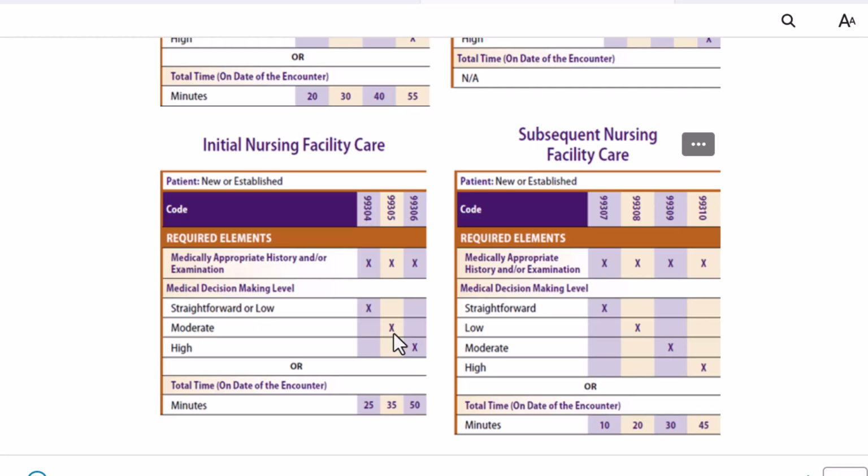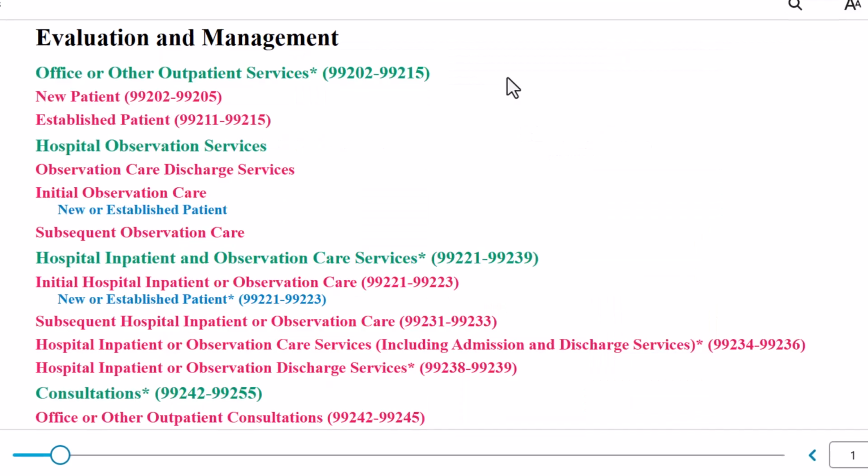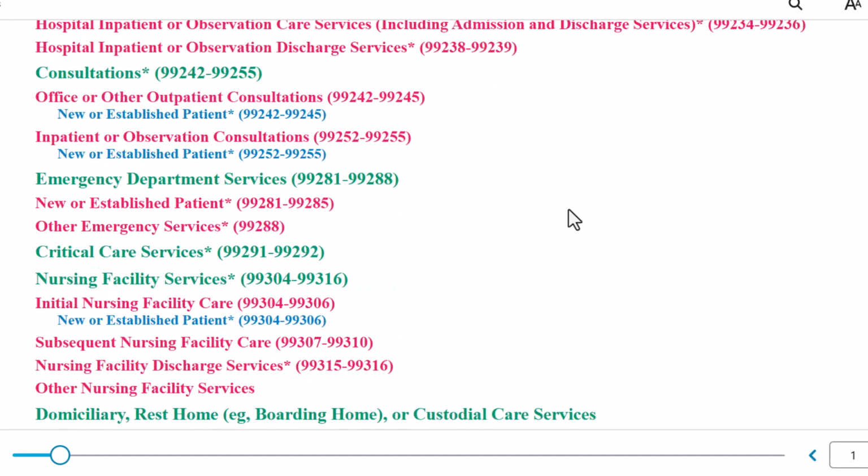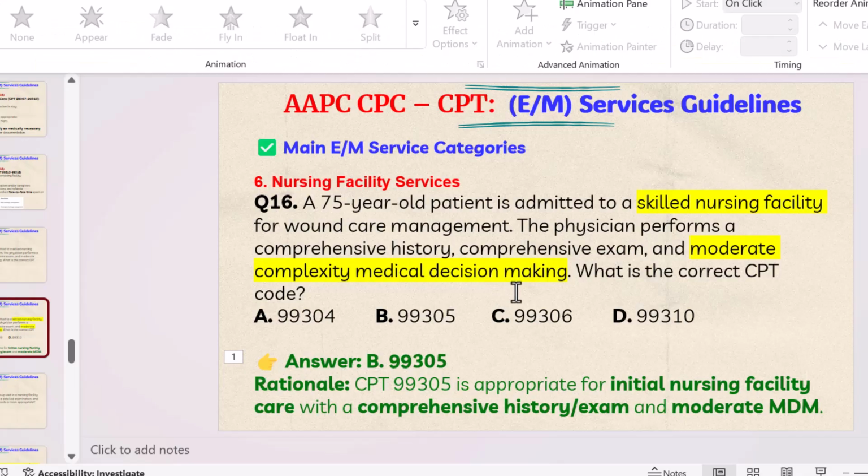But in the proper way, you have to go to the table of contents in the CPT code book, go to the evaluation and management section. In the section contents, you have to look for the nursing facility services. So go down. Here you can see nursing facility services. In the nursing facility services, this is initial nursing facility care. So go to that part. When you go there, you can see the encounter is moderate complexity medical decision making.